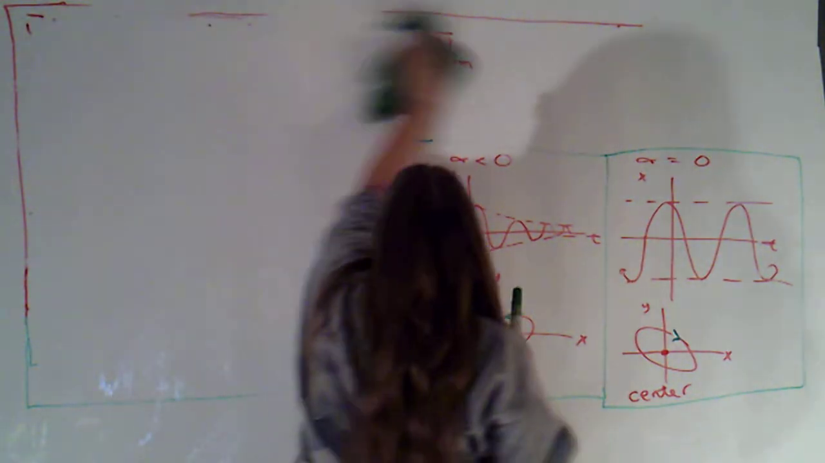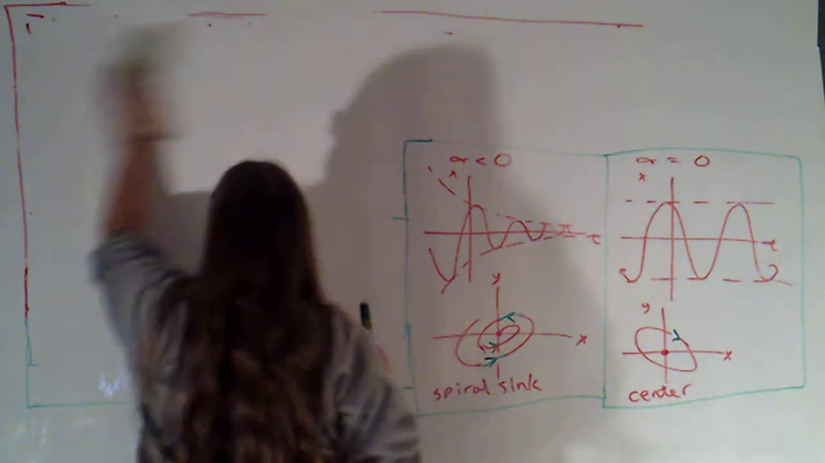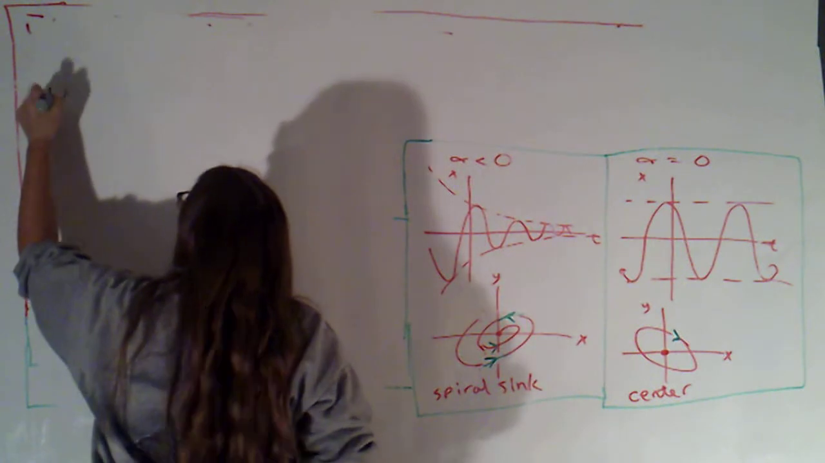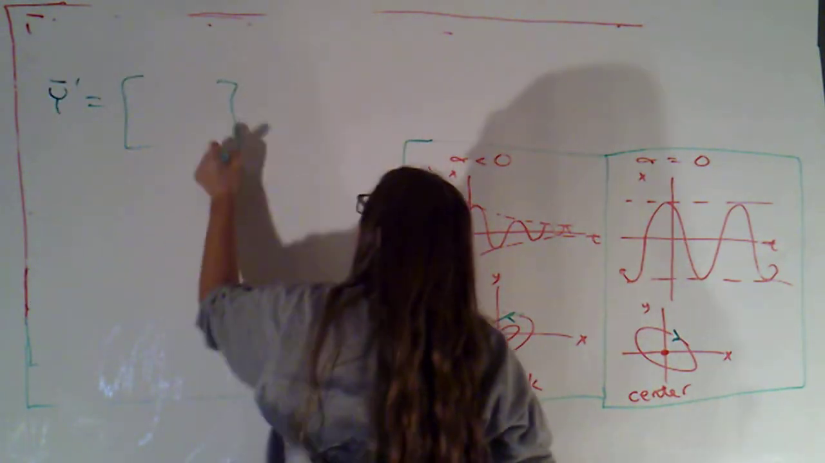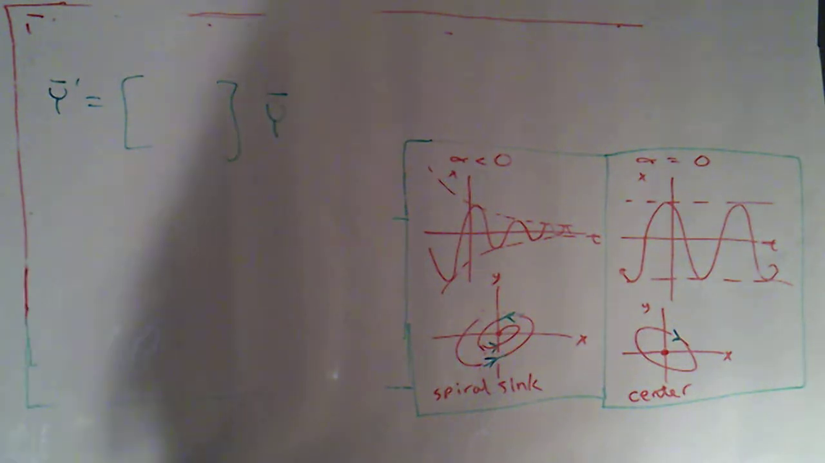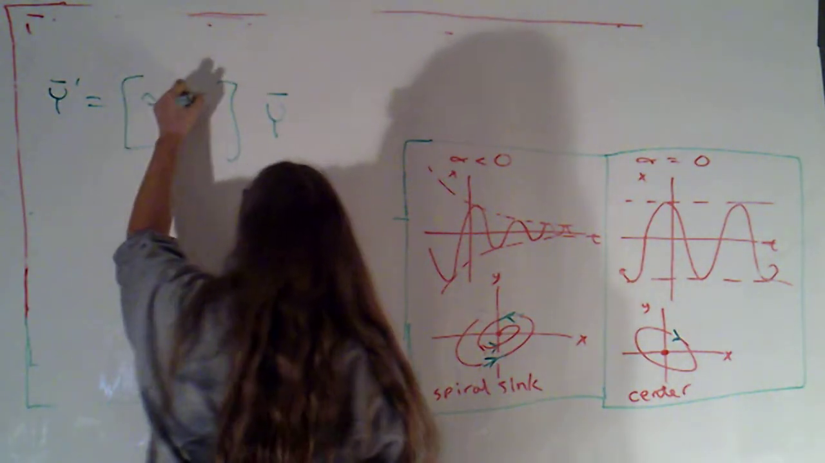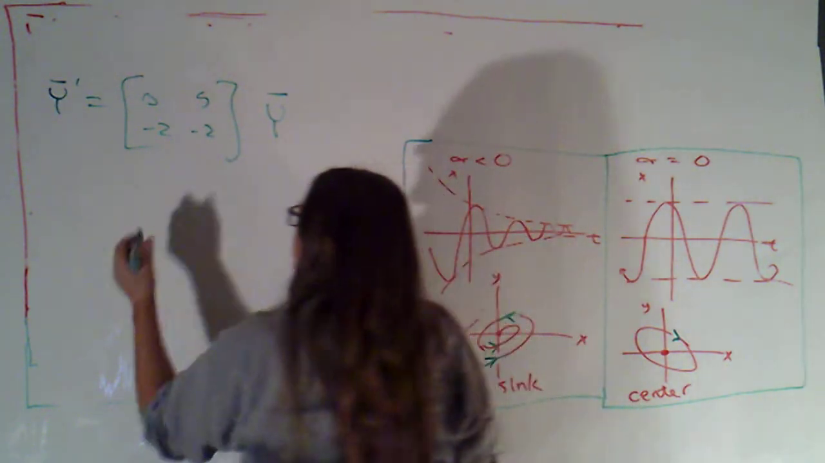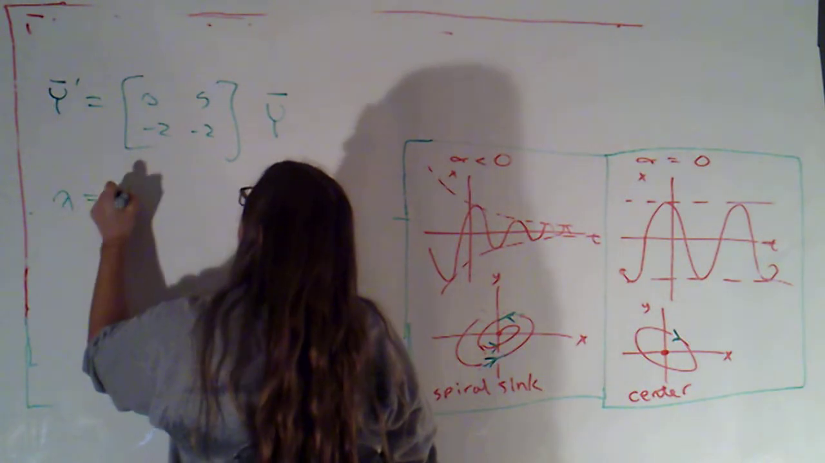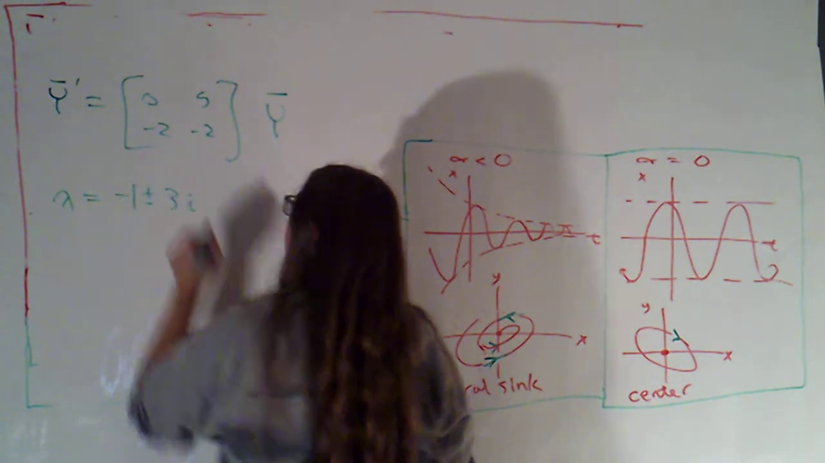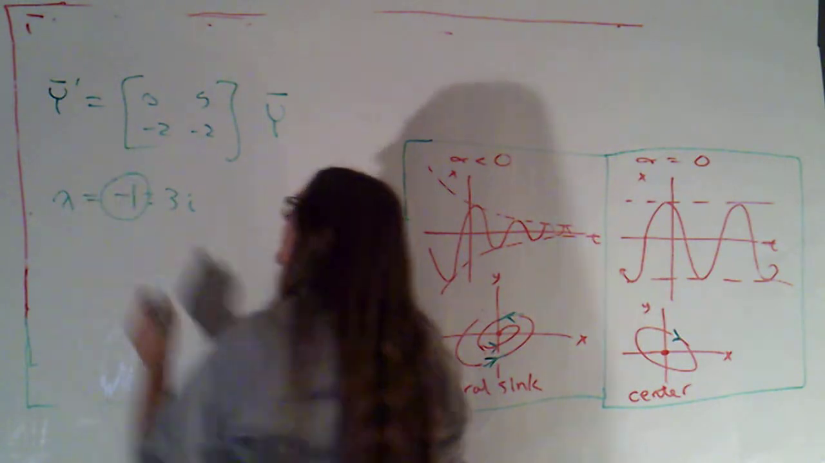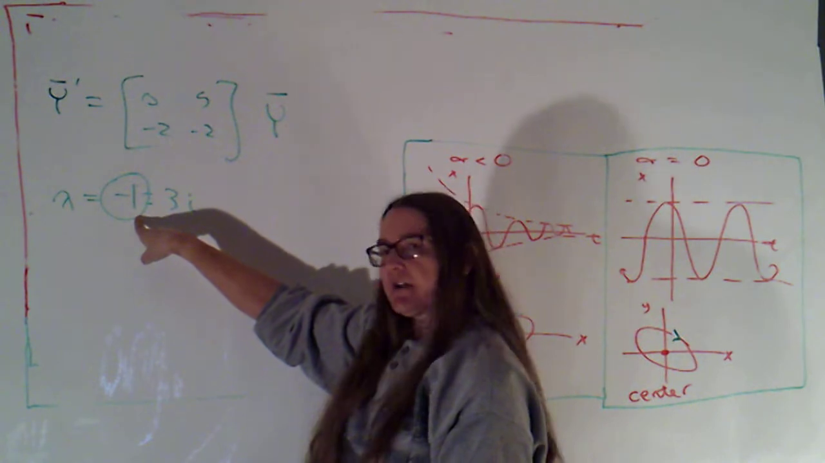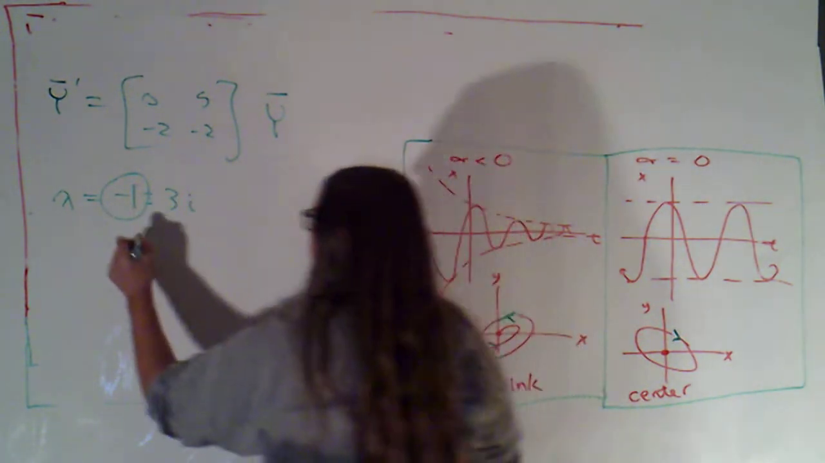So let's just take a look at the original example that we've been working with this whole time, which was y prime equals, and let's see, it was the matrix with rows 0, 5 and -2, -2. Okay. So we had determined that our eigenvalues were -1 plus or minus 3i. So notice that the real part of that is negative. So my x and y solutions are going to be scaled by a factor of e to the -t. They're going to be approaching 0.